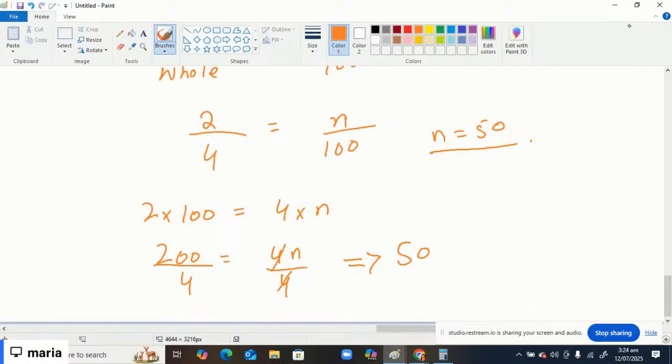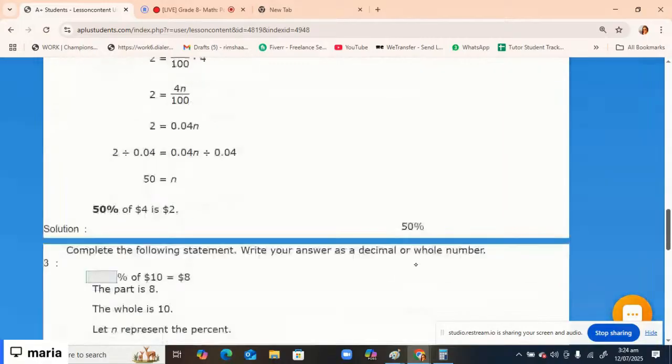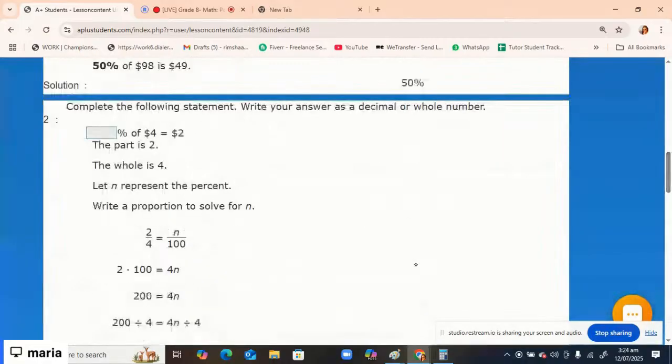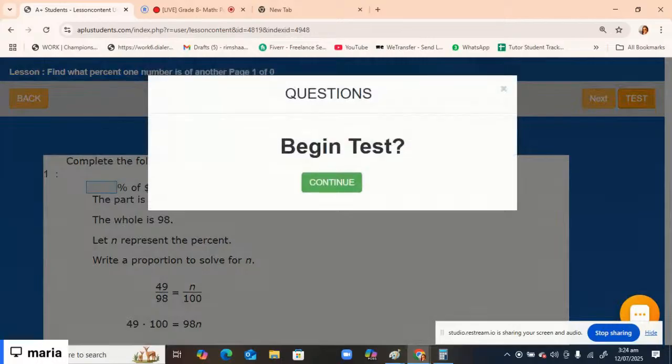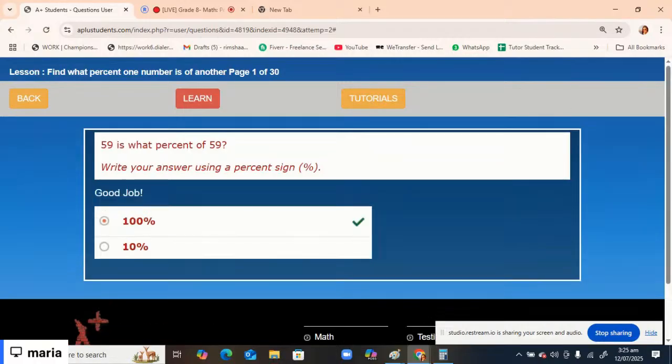Okay, hope you guys understand this lesson. Let's do the next. Let's do some test questions. All right. 59 is what percent of 59? So that is cancelled, so it means that this is 100%. Okay, 59 is 100% of 59.